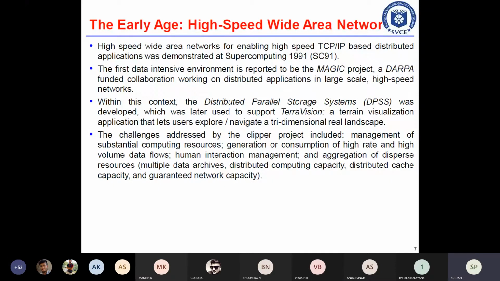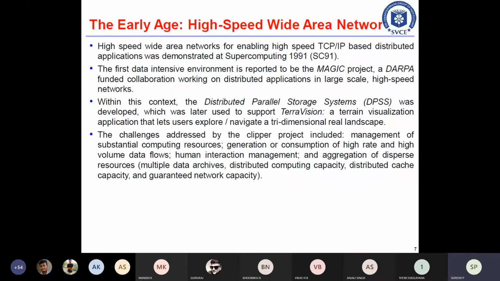Basically, the high-speed wide area network makes use of TCP/IP based distributed applications. That was demonstrated in real time at Supercomputing 1991. It was the first data intensive environment, a project called MAGIC. It was a DARPA funded collaboration. DARPA is one of the defense organizations in the USA.